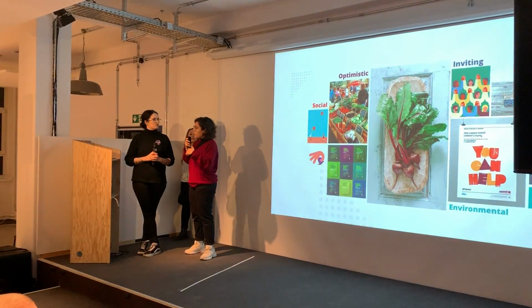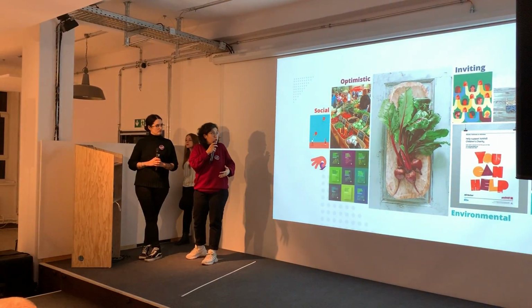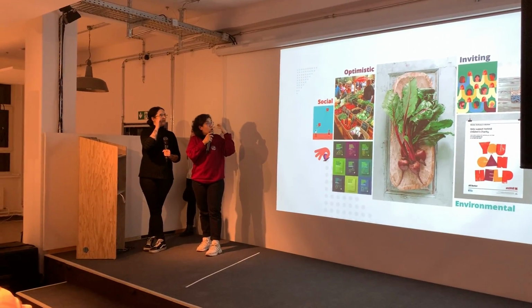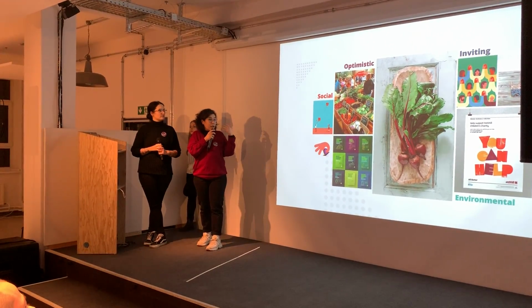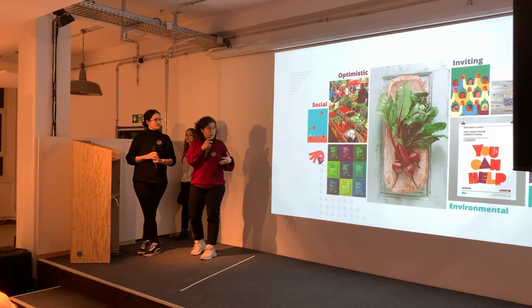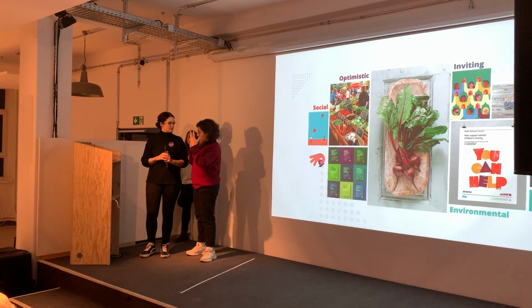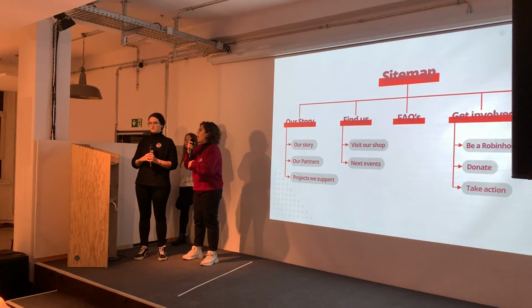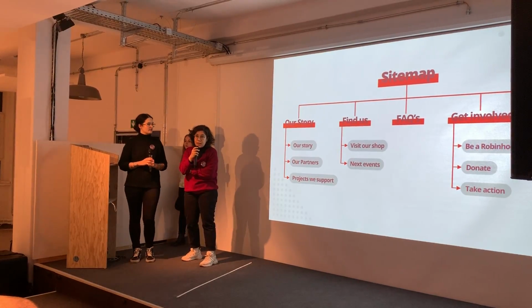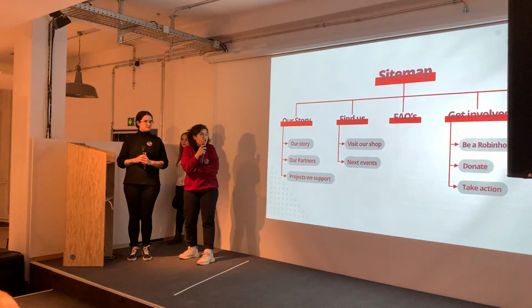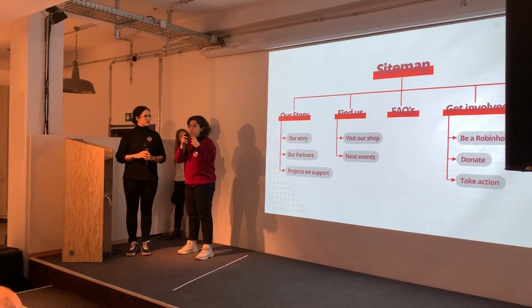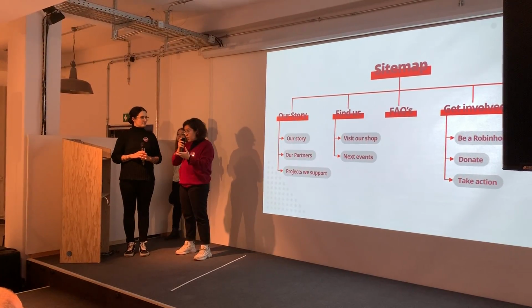So how we came here: we created first our mood board, and it is optimistic, social, inviting, environmental. That's why we chose those colors. And this is our sitemap. As you can see, it is very simplistic, to make information very easy to reach.